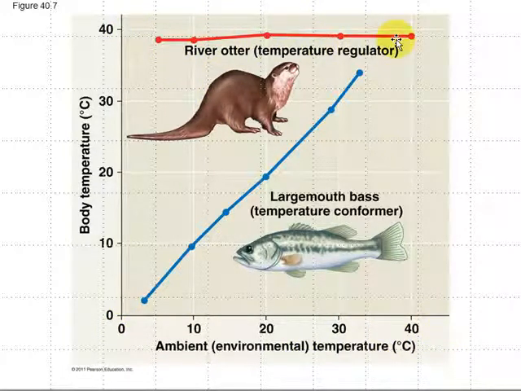the same. Compare that to a largemouth bass who is a temperature conformer. He, for the most part, will adjust his internal temperature, or it's more based on the external temperature. So as the external temperature goes up, you can see his internal temperature goes up. And that's just a great example of either a conformer or a regulator.